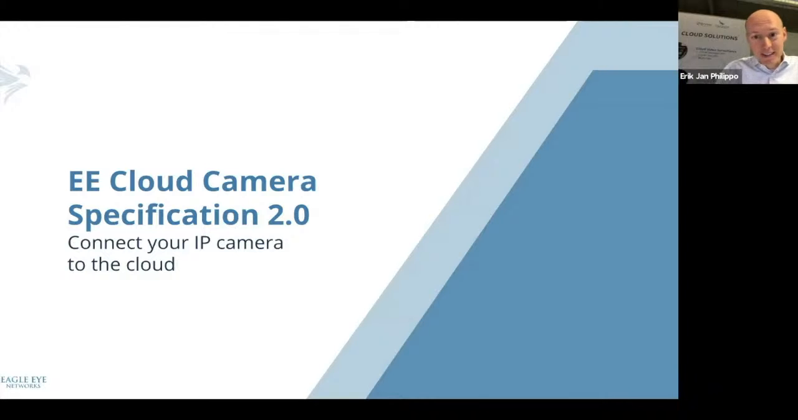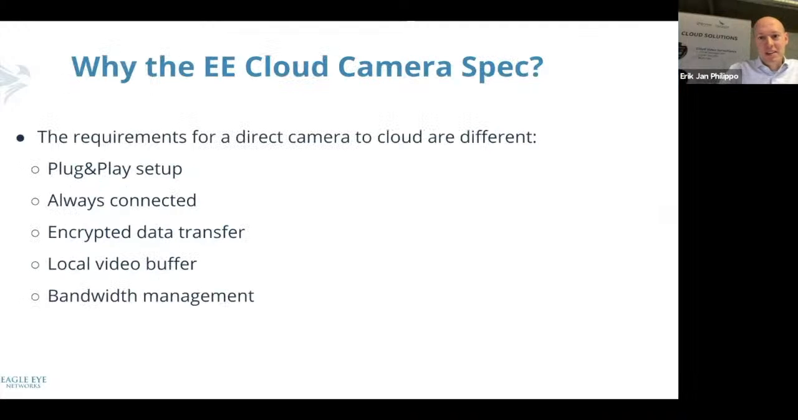So why did we create this Eagle Eye camera specification? The current IP cameras lack features. They are built for local network communication and not for cloud communication. One of the things it lacks is plug and play setup. So there's no way to connect it to a cloud system. It's not always connected. It's not always encrypted. There's no video buffer on the camera. And the camera assumes there's always a good and reliable internet connection with a sufficient amount of bandwidth.